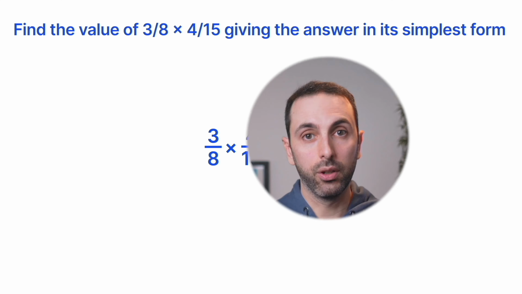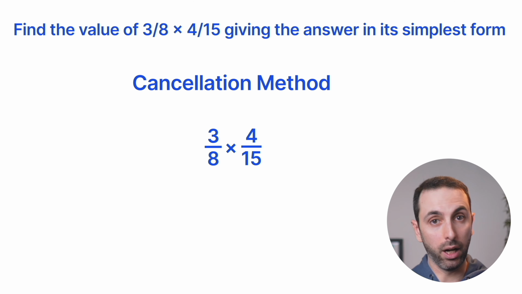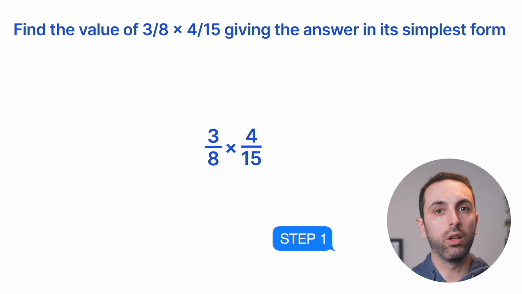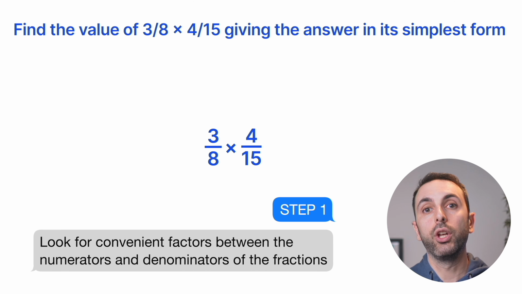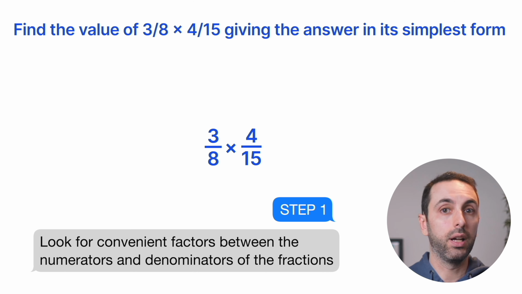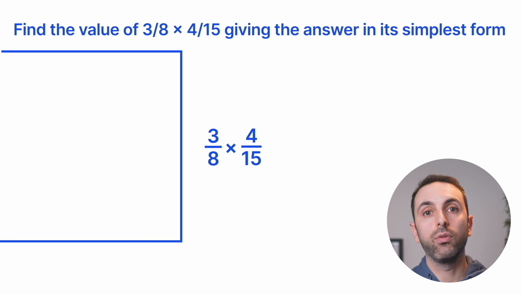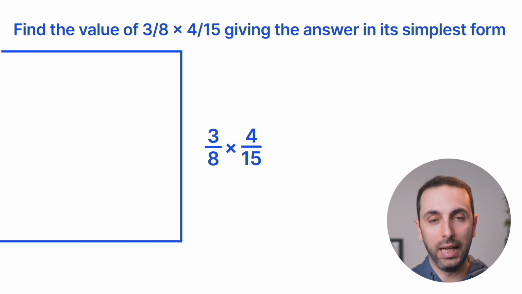For the second method, we'll use what's known as the cancellation method before multiplying our fractions. In order to do this, the first step is that we'll often just find convenient factors, or the highest factors, between the numbers in both the numerators and denominators. In order to show you this cancellation method a bit more clearly, in this box on the side, I'll write down an alternative way that you can think about this, but you wouldn't normally write what's inside the box in an exam.